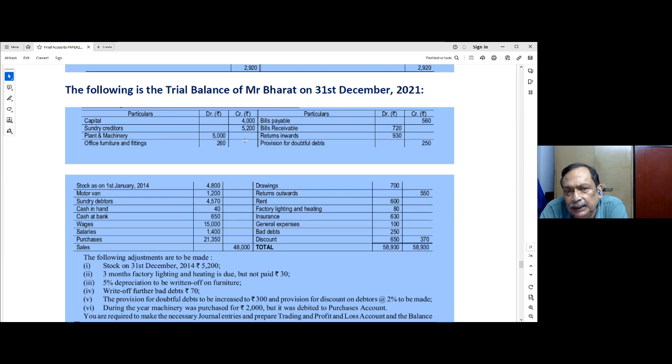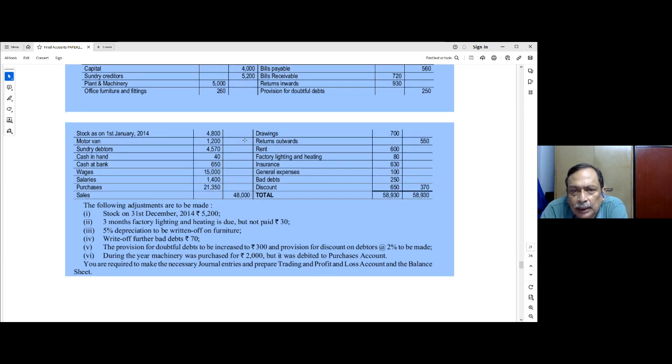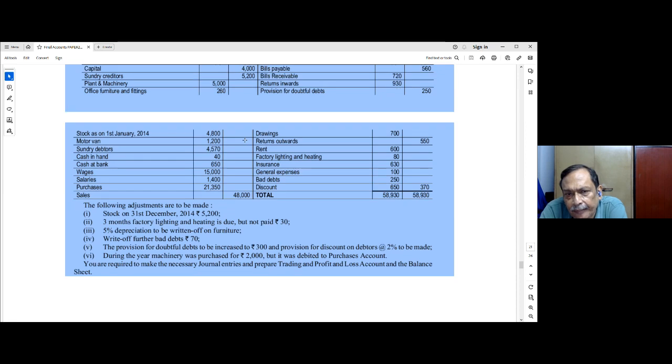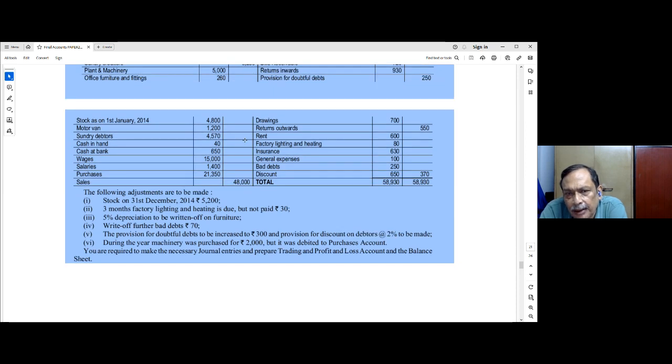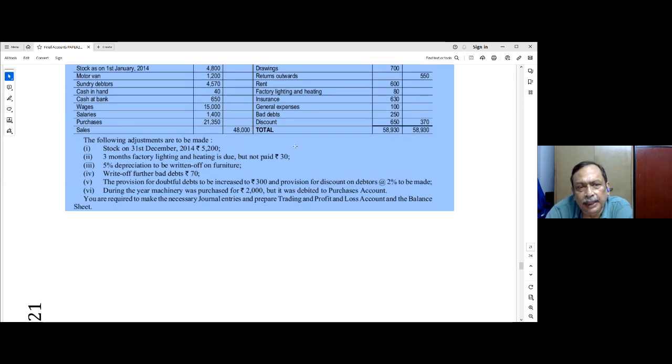Then bills payable, bills receivable, return inwards, provision for doubtful debts, drawings, return outwards, rent, factory lighting and heating, insurance, general expenses, bad debts, and discount received and discount allowed. Debit means discount allowed and credit means discount received. The following adjustments are to be made.